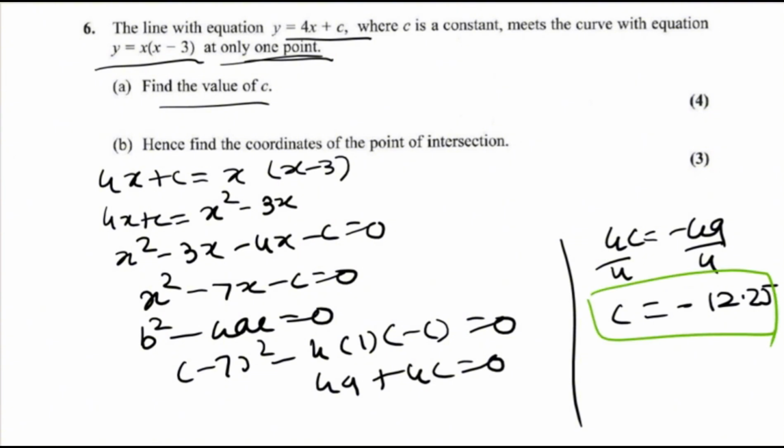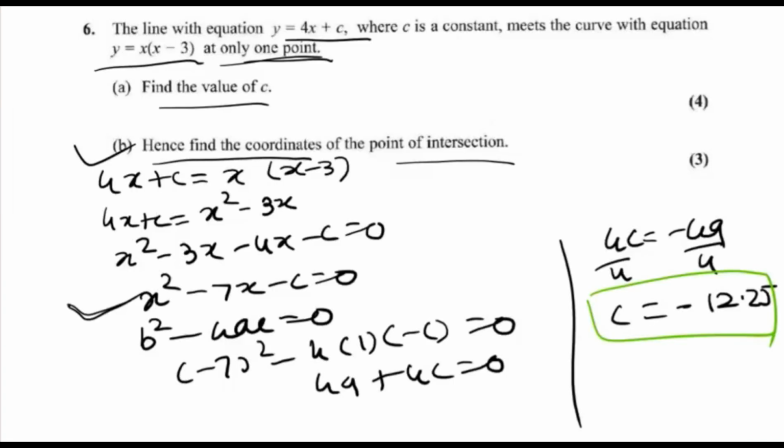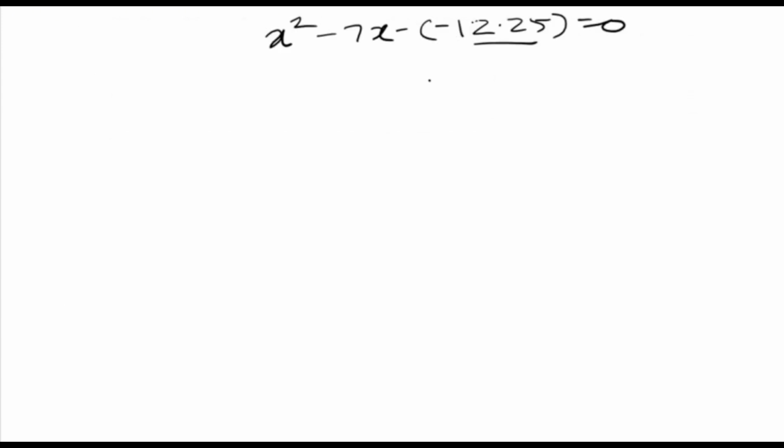Now for question B: hence find the coordinates of the point of intersection. So we have to substitute this value of c in this equation and solve it. Okay, let's do it. Let's move to question B. Find the coordinates of the point of intersection. So we will substitute the value of c in this equation and solve it. So this is our equation. Simplifying, x squared minus 7x plus 12.25 equal to 0.